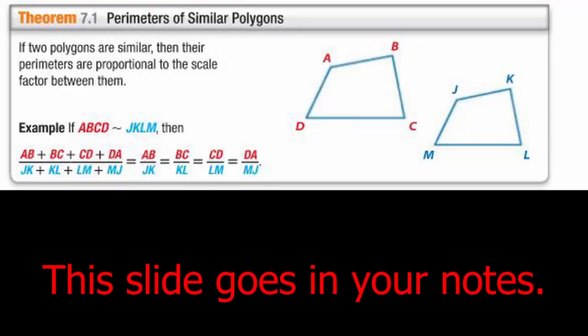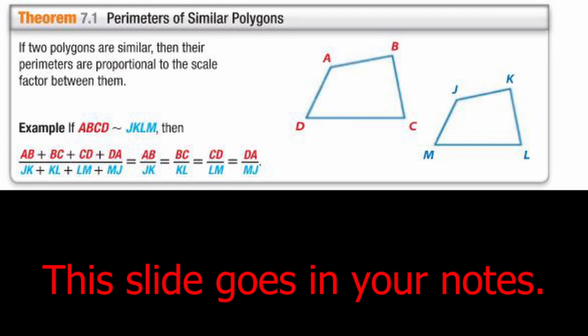So, perimeters of similar polygons. If 2 polygons are similar, then their perimeters are proportional to the scale factor between them. My suggestion is just copy this down, and there's going to be 2 examples. The first example I'm not going to explain because I do it in a different way than the book. So just watch the example and hopefully you'll understand from the example. Copy down this theorem. Watch not the next example, but the example after that.